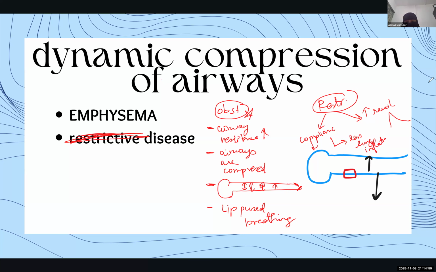Did you guys understand it? Do you need to know all of the tiny details over here? No, okay? The main thing is to understand the concept. So lip pursed breathing is used in emphysema, which is an obstructive disease. Thank you to someone who explained it to me. So in emphysema, you will have lip pursed breathing to ensure that their airways remain patent. All right?